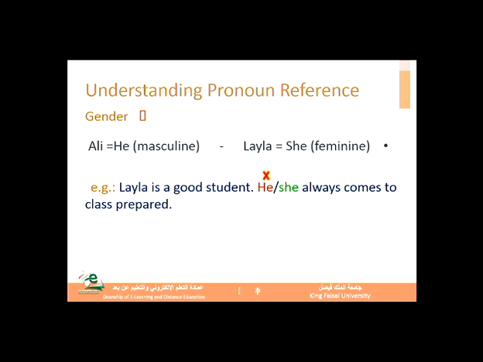Gender. So we have, if it's Ali or whatever name, Muhammad, Khalid. Okay, Ali, he masculine, right? Layla, she feminine. If you have this example sentence, Layla is a good student. He or she always comes to class prepared. Now, can we use he? No, we can't. Simply because he is masculine. And Layla must take she. So if I ask you, what does she refer back to? We know it's Layla. If there was another name here, maybe Muhammad, we know that she cannot refer back to masculine because she has to agree with Layla. All right, so this is a clue.